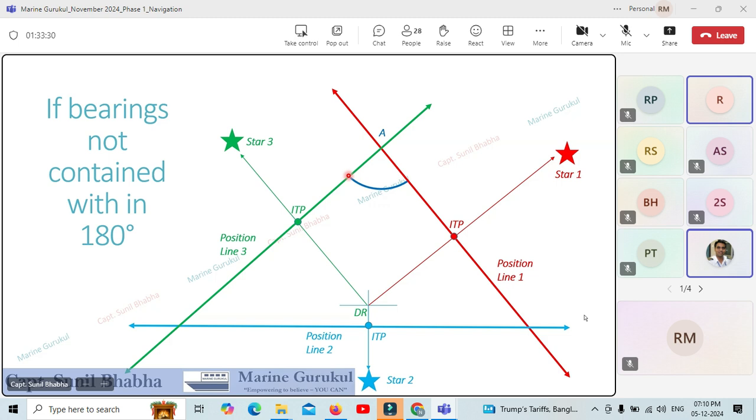Sir, can you tell me why it is not within 180? Okay, beta, try drawing a line from the DR position in such a way that all the 3 stars come on one side of it. Can you do that? Yes, sir. Understood, sir. Sorry. Okay.